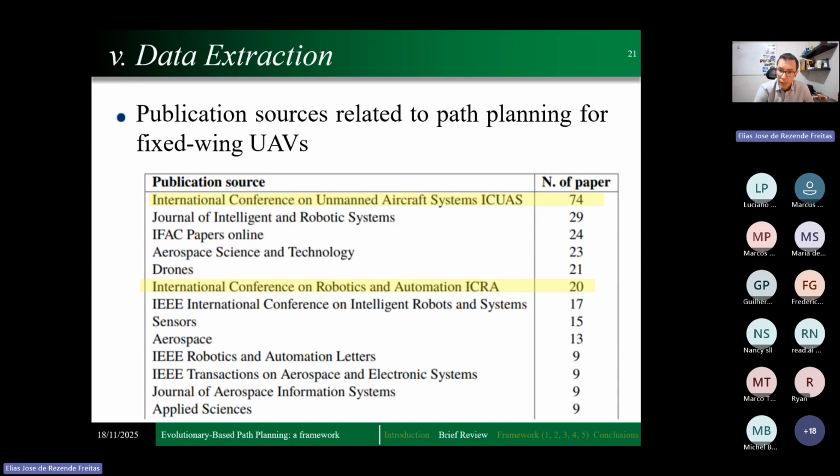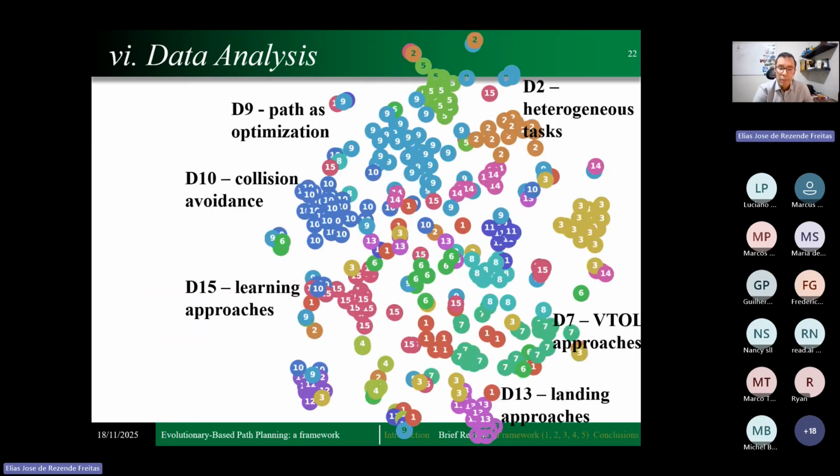One of these findings is the main publication source related to path planning for fixed-wing UAVs, and I highlight the ECUAS conference, where most of the papers are published, and ICRA, where some results of this study were also published. We can see the spatial distribution of the selected papers in a 2D landscape map in 15 domains, where the distance between the selected papers is related to the domain similarity.